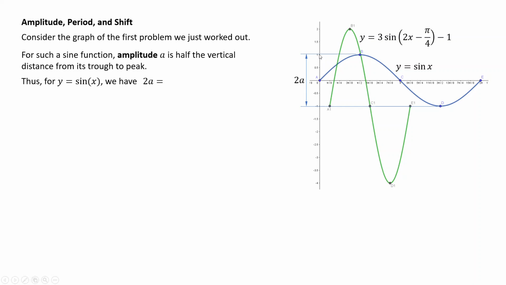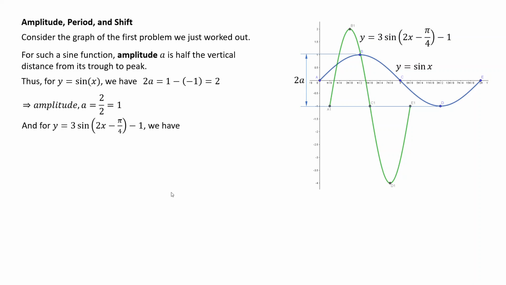What's the y value here minus the y value here? 1 minus negative 1, and that's going to be 2. So 2 times the amplitude is 2 for a y equals sine x graph, which means a equals 1. So the amplitude A for y equals sine x is 1. Cool? Simple calculation. All right.